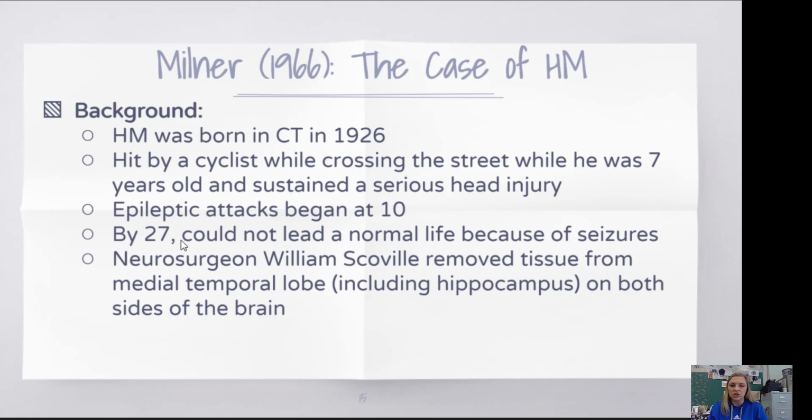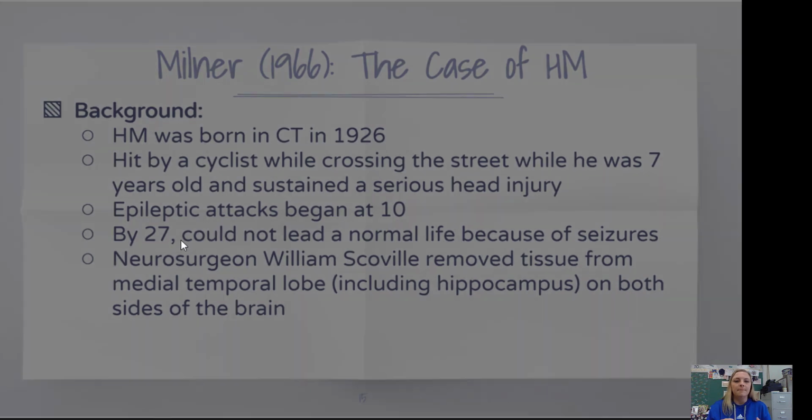So his neurosurgeon, William Scoville at the time, decided to do a new type of surgery, and that was a lesioning of part of his brain. So he had tissue removed from the temporal lobe on both sides of his brain. And the tissue that was removed included his hippocampus. We know from our bio unit that the hippocampus is used in order to take information from short-term memory and transfer it to long-term memory. And this is the study that tells us that.